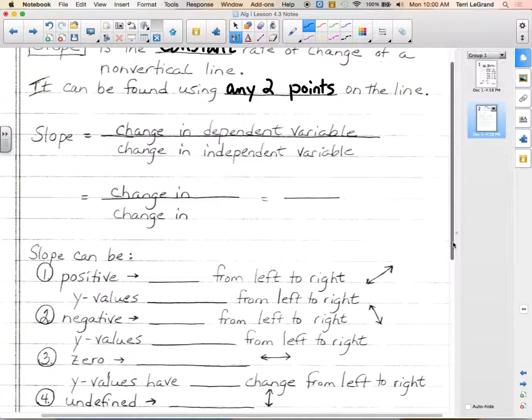So slope is just our rate of change in the dependent variable over the change in the independent variable. Again, this is where lots of times students mix up. You have to have the dependent variable represented upstairs, the independent variable represented downstairs. So that change in the dependent variable would be a change in what again? Which variable? Y, over the change in X.